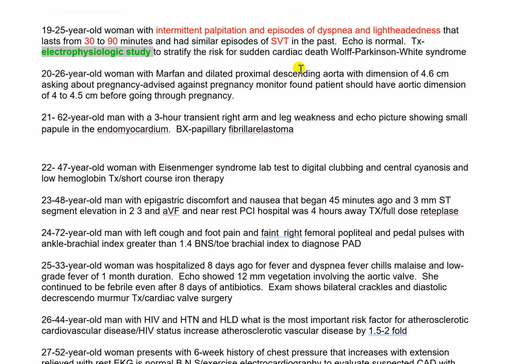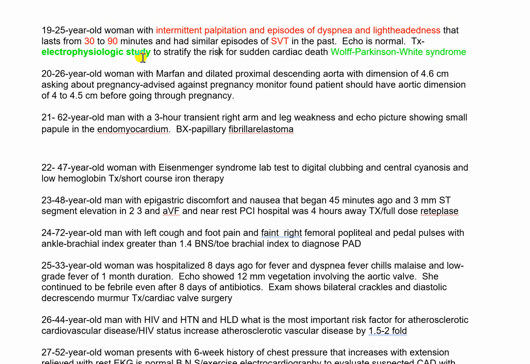Okay, so that maybe is what I call the pheochromocytoma. Oh, AFib? No, this one could be Wolff-Parkinson-White syndrome because they have intermittent palpitation. Whenever you see this encounter, intermittent palpitation, dyspnea, lightheadedness that lasts from 30 to 90 minutes, this makes you think it could be Wolff-Parkinson-White syndrome.